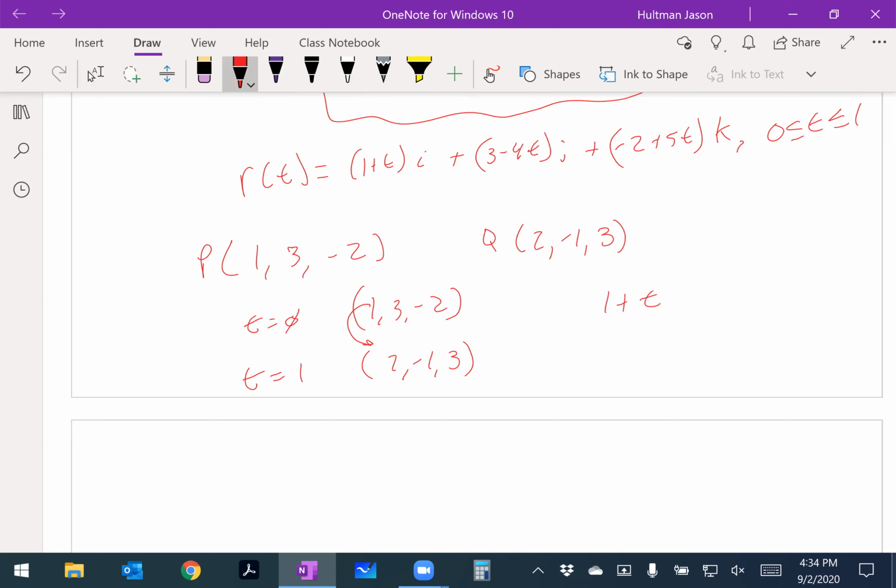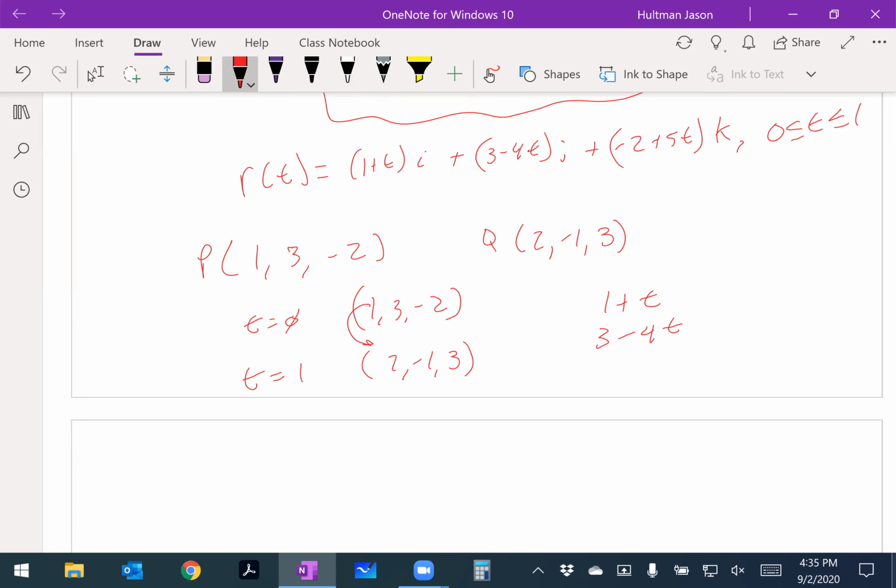How do I go from 4 to negative 1? What do I do? 3 minus 4. Yeah, 3 minus 4. So I'm going to subtract 4, right? So we would start at 3 and we would go minus 4, right?